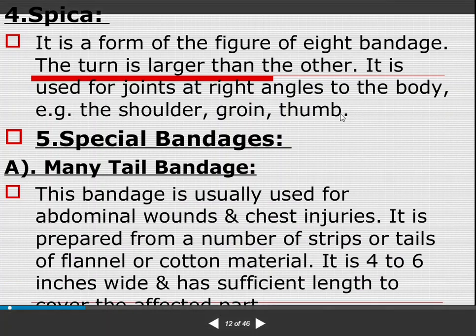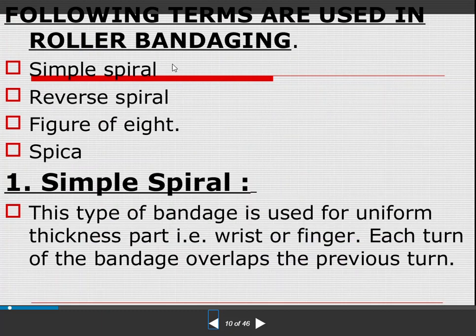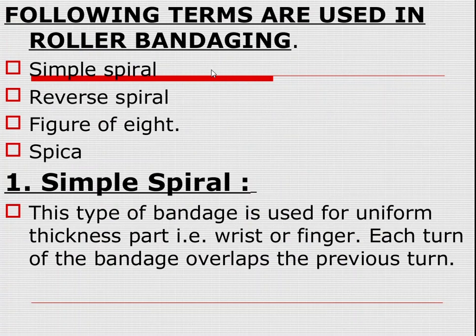Okay, so there are four main types of roller bandages. First is the simple spiral. It is used for uniform thickness parts, for example, finger and wrist. Overlapping circles can be there. Next is reverse spiral, that is used for a part with varying thickness, for example, leg or hand. Figure of 8 is used for the joints, elbow and knee joints. And spica is nothing but the figure of 8, but the turns taken are larger in size.